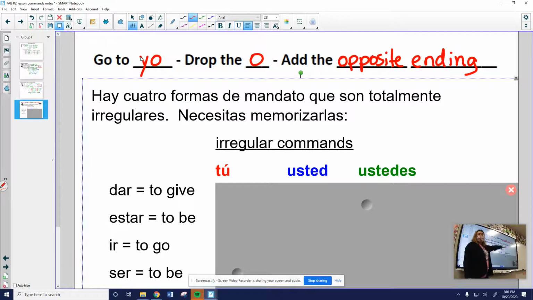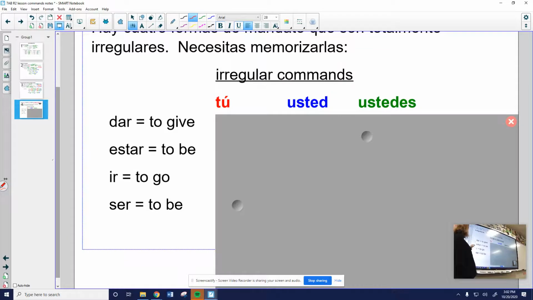I forgot to put some of this stuff on your notes. Don't write any of this yet. I'll tell you what to write so you can squish it in right at the bottom here. Don't write it yet, just listen. Hay cuatro formas de mandato, commands, que son totalmente irregulares y necesitas memorizarlas. Los verbos son dar, estar, ir, ser. Our rule is go to yo, drop the O, add the opposite ending. All of these have irregular yo forms. Do you remember what the yo forms in the present tense of these verbs are?